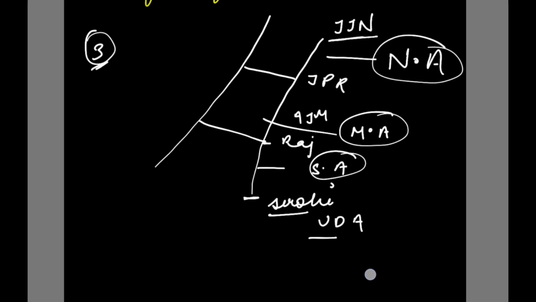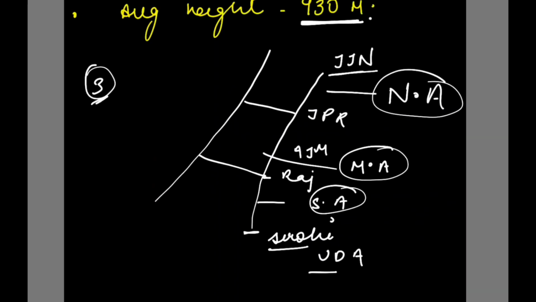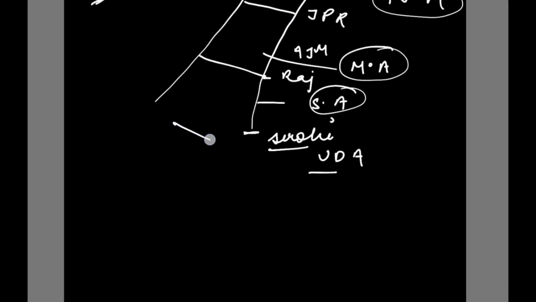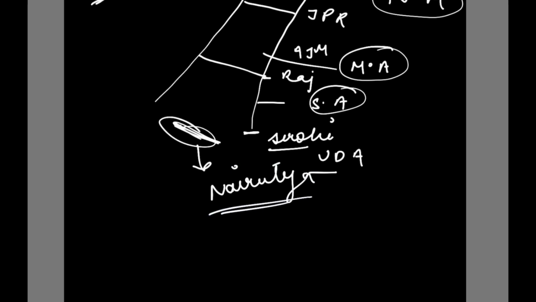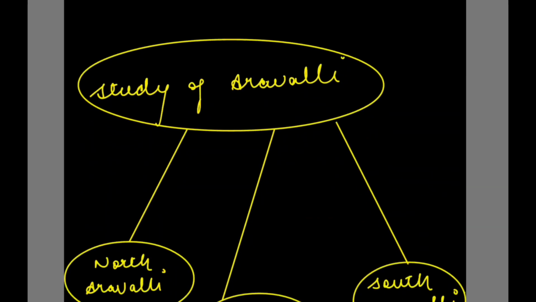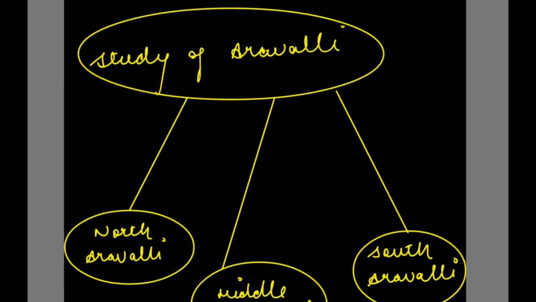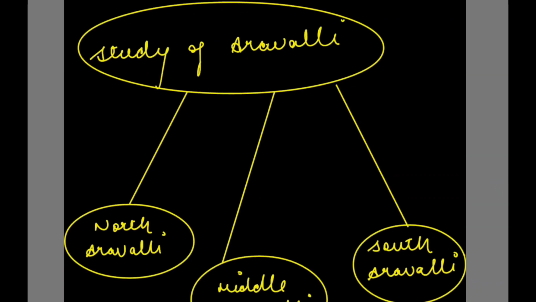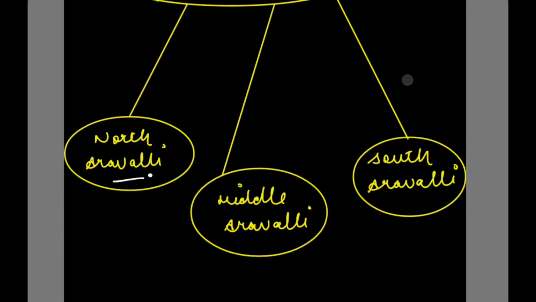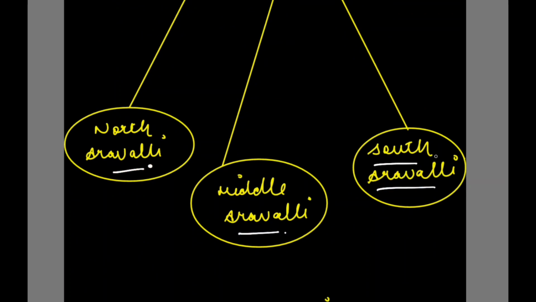Now the northeastern part of Aravalli is termed as Ishanya, and the southwest part of Aravalli is termed as Nairutya. These are the two terms, northeast and southwest Aravalli. Now we need to see the Aravalli's subdivisions, which I have already told you with the help of a diagram. This is North Aravalli, this is Middle Aravalli, and this is South or Southern Aravalli.